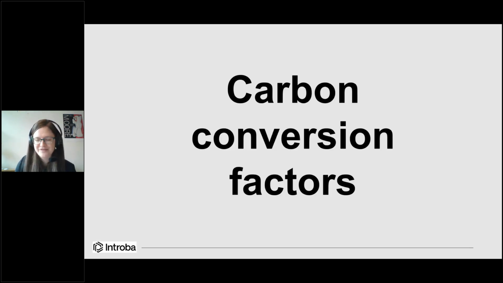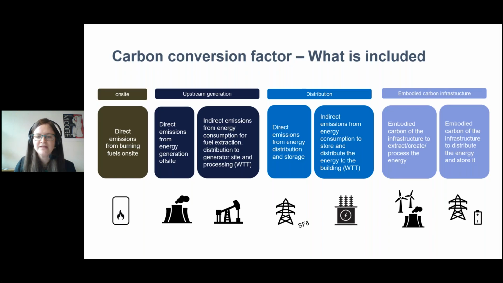So, carbon conversion factors. This is all about how we understand the carbon emissions associated with the energy that our buildings are using. This includes various elements of carbon, and I won't go through this with you now, but I just wanted to reassure you about all of the different elements of carbon that we're including in that factor. They're all bundled together, so it's only one number that you multiply per kilowatt hour by.